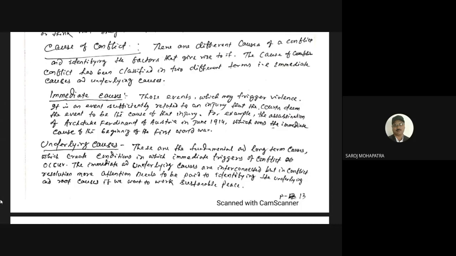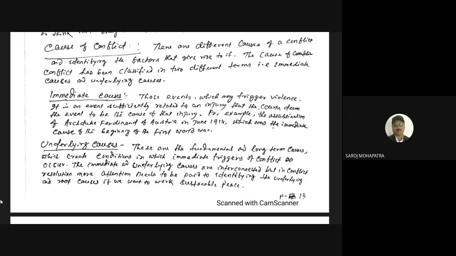So it is an event sufficiently related to an injury that the courts deem the event the cause of that injury. For example, the assassination of Archduke Ferdinand in Austria in June 1914 was the immediate cause of the beginning of the First World War.